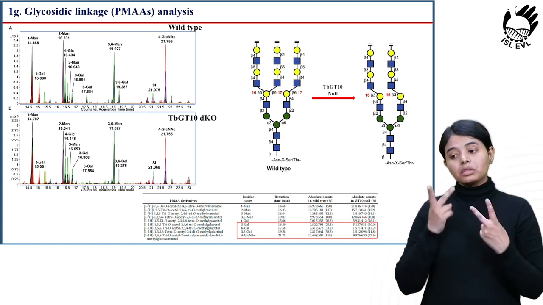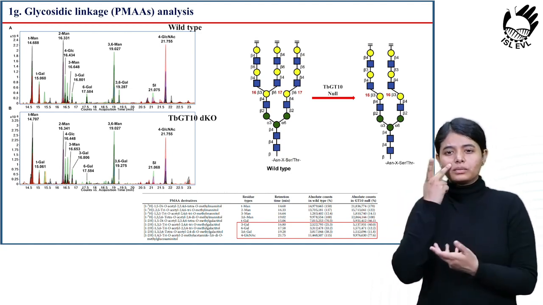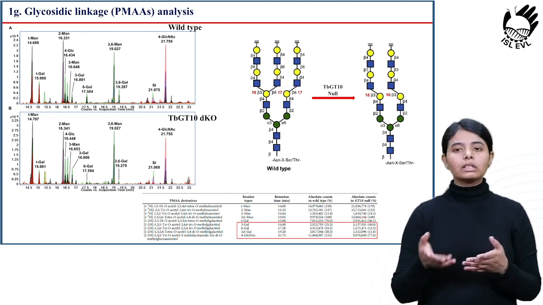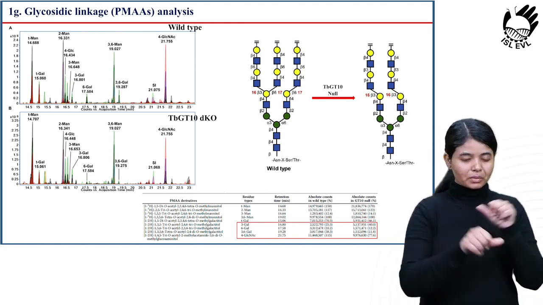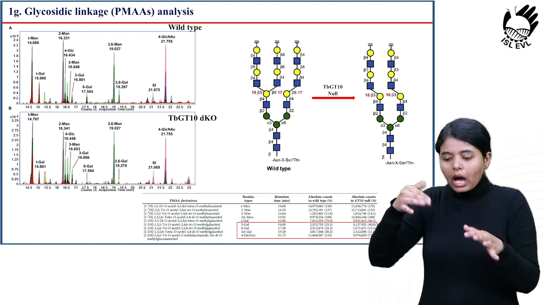So after that, we did the glycosidic linkage analysis on these samples. So the top one is the wild type sample and the bottom one is the TBGT10 knockout sample. Now, first thing, what do we expect in these samples when we do the PMAA analysis?